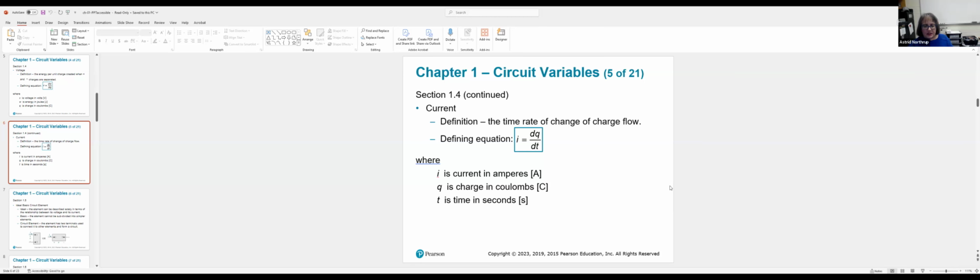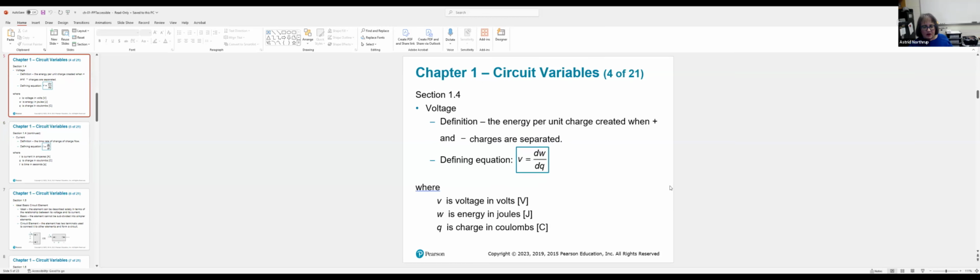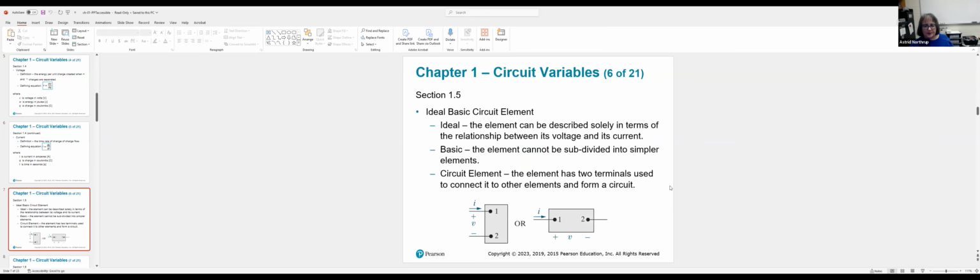Okay, so the other thing to keep in mind here, I is the variable that's assigned to current, and the unit is amperage, which is capital A. Q is measured in coulombs, which is assigned the capital letter C, and time is in seconds, which is a small s. Voltage, which is assigned the variable letter V, is measured in volts, which is a capital V. W is the variable of energy, which is measured in units of joules. And once again, Q is measured in coulombs and represents electrical charge.